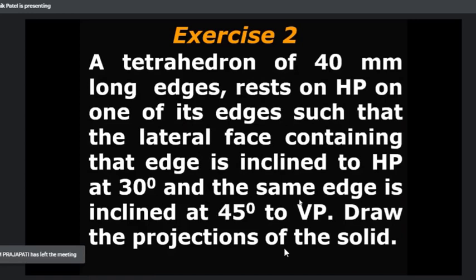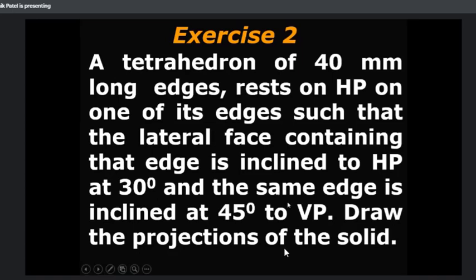Now next problem. A tetrahedron of 40 mm long edges rests on HP on one of its edges, such that the lateral face containing that edge is inclined to the HP at 30 degrees, and the same edge is inclined 45 degrees to the vertical plane. So there is one complex sentence here, and in that sentence all the data are given.